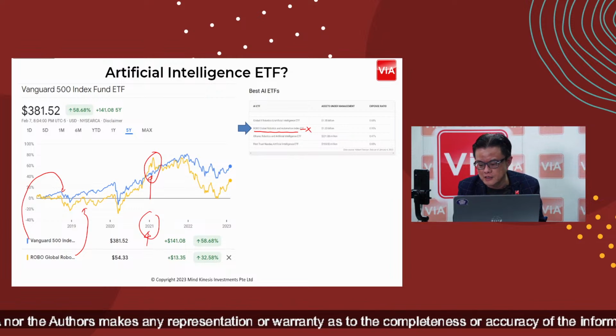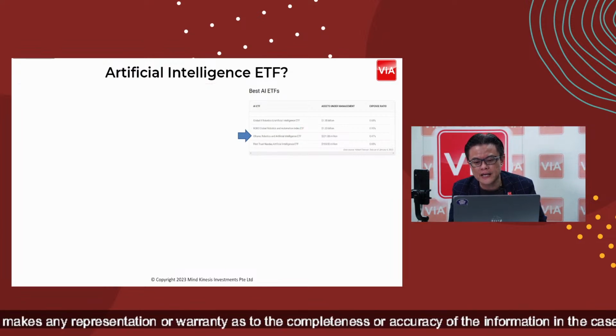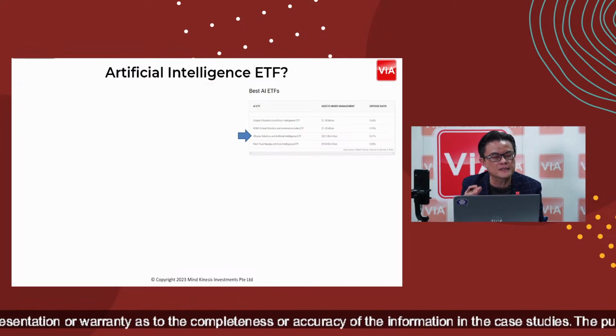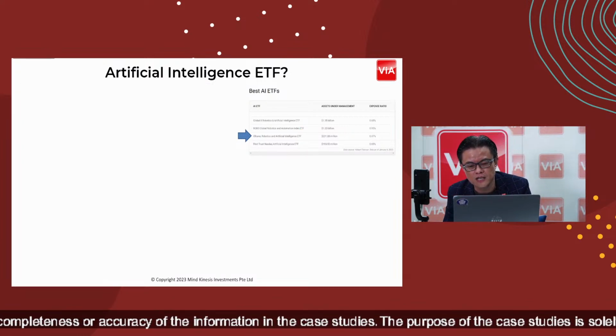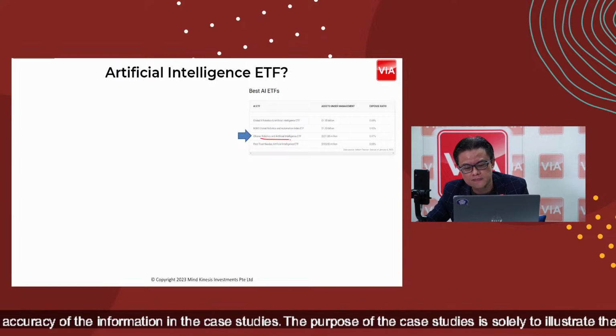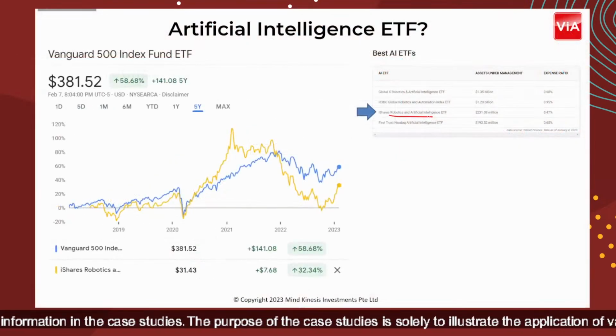Okay, so this 2, right? So let's look at the third one. iShares, by the way, iShares is a very huge company. If I remember correctly, it's the largest ETF company on the entire planet. So iShares, robotics and artificial intelligence. Okay, so let's look at the past performance.